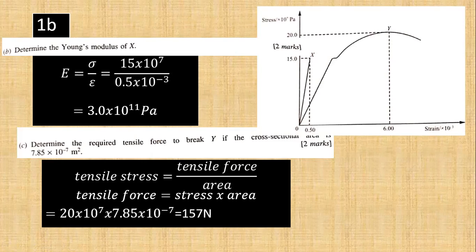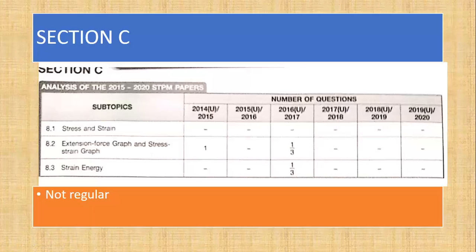Okay, section B is usually very straightforward. Section C is more application, a bit more tricky. Okay, section C is more application. Right, you can apply different regions or syllabus. Right, you can see it's not regular. Section C, not regular.